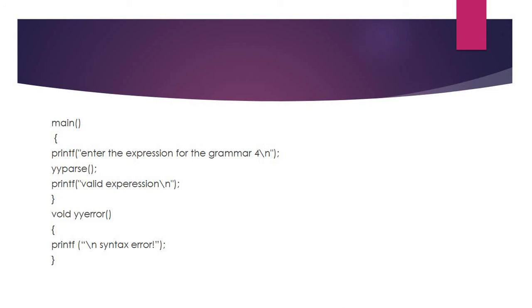Next in the Yacc program, we need to define main. One thing to remember: when you combine Yacc and Lex programs, the main function is not written in the Lex program, but in the Yacc program. Here we prompt the user to enter the expression. Then the yyparse function is called, which calls the Yacc program's equivalent C functions. If it is valid, finally we print valid expression. The next one is the void yyerror function, which we are redefining. If the input is invalid, we print that it is a syntax error.